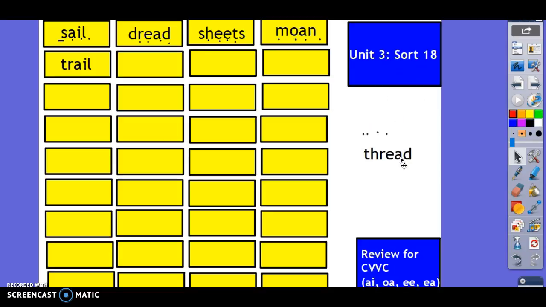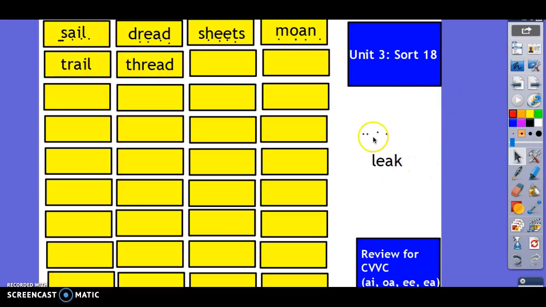Here's the EA again, so I have a CVVC. Remember, with EA, it could make the long E sound, but it can also make the short E. So, if I'm not sure, I could read it threed or thread. Well, I know that it says thread, right? Because threed is not a word.